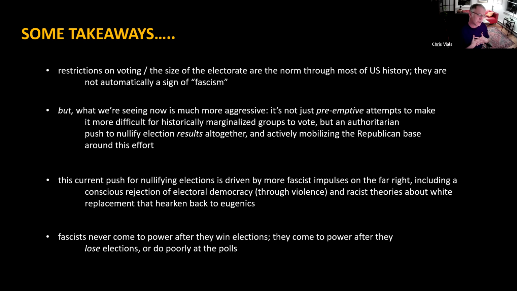The last takeaway here is that fascists never come to power after they win elections. Keep in mind, fascists almost always come to power after they lose elections or do poorly at the polls. Whether you're talking about Italy, Spain, Germany, the handful of fascist states that we have, the thing to keep in mind is that they never come to power through majority will. All you need for that is about a third of the population to be behind it. And the frightening thing about this, as somebody who studies this, is that we've seen recently that about a third of the U.S. electorate does have their brains formatted for an authoritarian takeover.